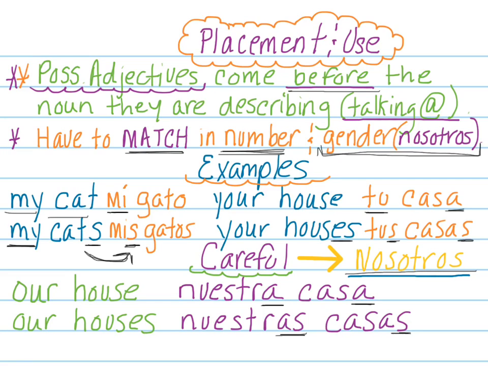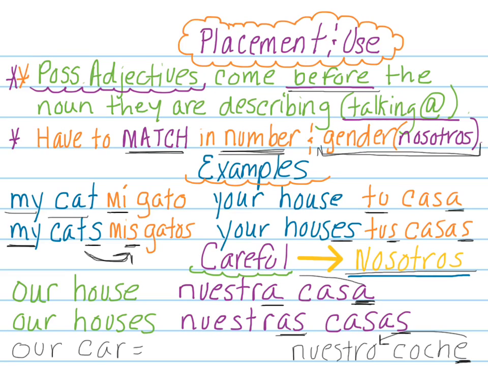So let's do our car. Okay. Now, since car is masculine, it's going to be nuestro coche. And if it was our cars, it would be nuestros coches. So since this is masculine, nuestro has to be masculine. Since casa is feminine, nuestro has to be nuestra, feminine.